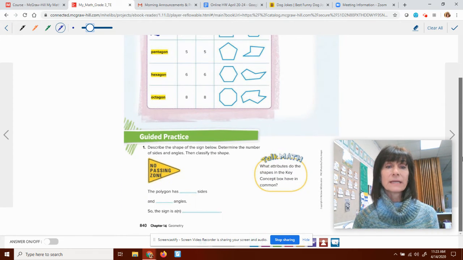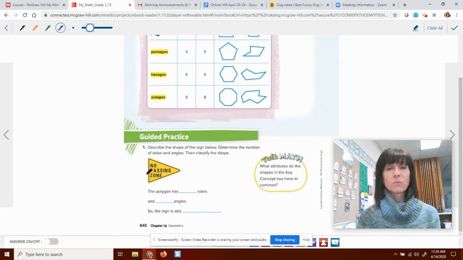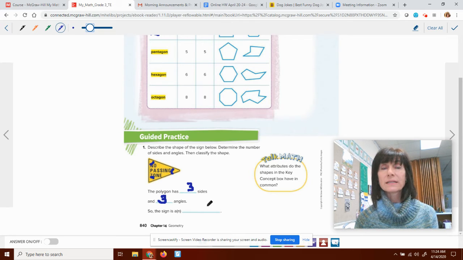Down below under guided practice, it says describe the shape of the sign below. Determine the number of sides and angles, and then classify that shape. Well, this polygon has 1, 2, 3 sides. It also means it's got 1, 2, 3 angles, none of which are right angles. They're all acute. So this sign is classified as 3 sides, 3 angles. It would classify as what's shown up there, a triangle.